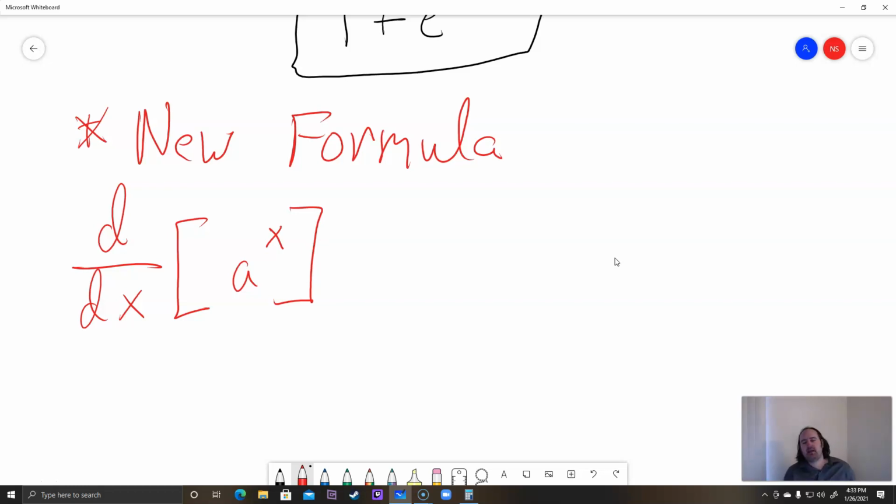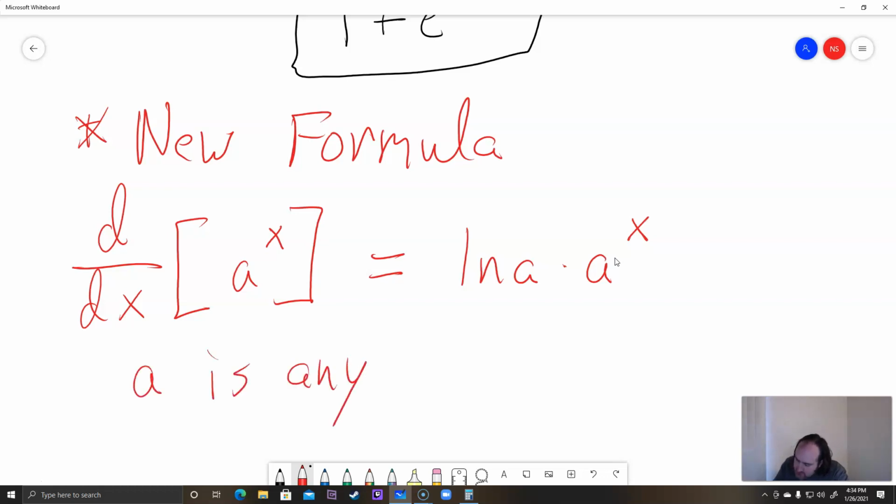So it turns out that if you're taking the derivative of a to the x, you end up with a natural log of a times a to the x. So it's almost the same as the derivative of e to the x. It's just you end up needing a natural log of a out front. Okay, so d dx of a to the x equals ln of a times a to the x, where a is any number.